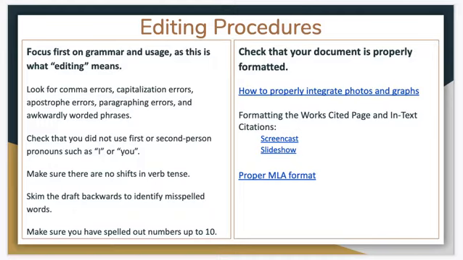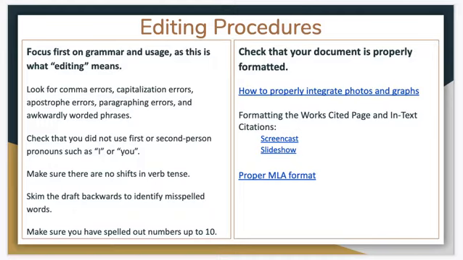Now, the other part of the editing is format. So, three things that I want you to look at specifically. The first one was optional. If you chose to integrate a photo or a graph into your paper, you need to make sure you've done that properly. Remember, those need citations, they need to be relevant, etc.